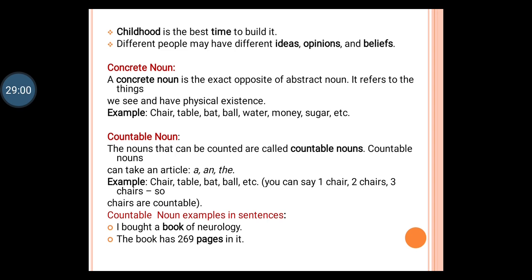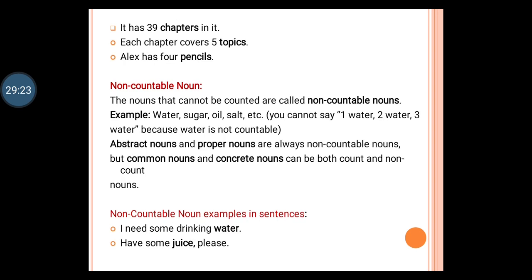I think by the time you get to JS3, SS1, you should be learning what determiners are, and articles are part of determiners. Now look at the next example. The book has 269 pages, which means you can count the pages. They are countable. And we've assigned a number in front of them, 269. It has 39 chapters in it. You can count the chapters. Each chapter covers 5 topics. You can count the topics. Alex has 4 pencils. You can count his pencils.